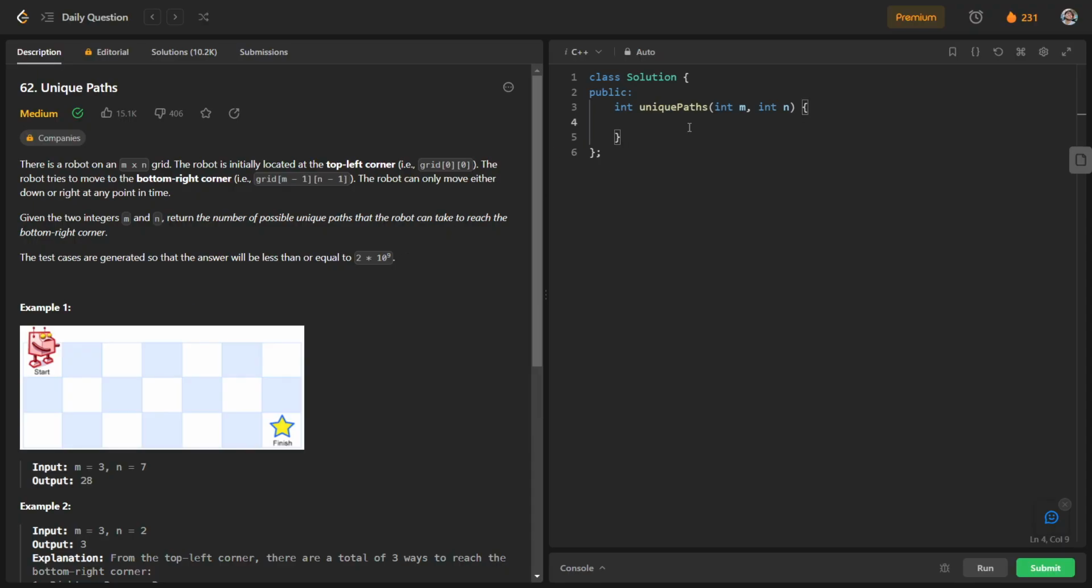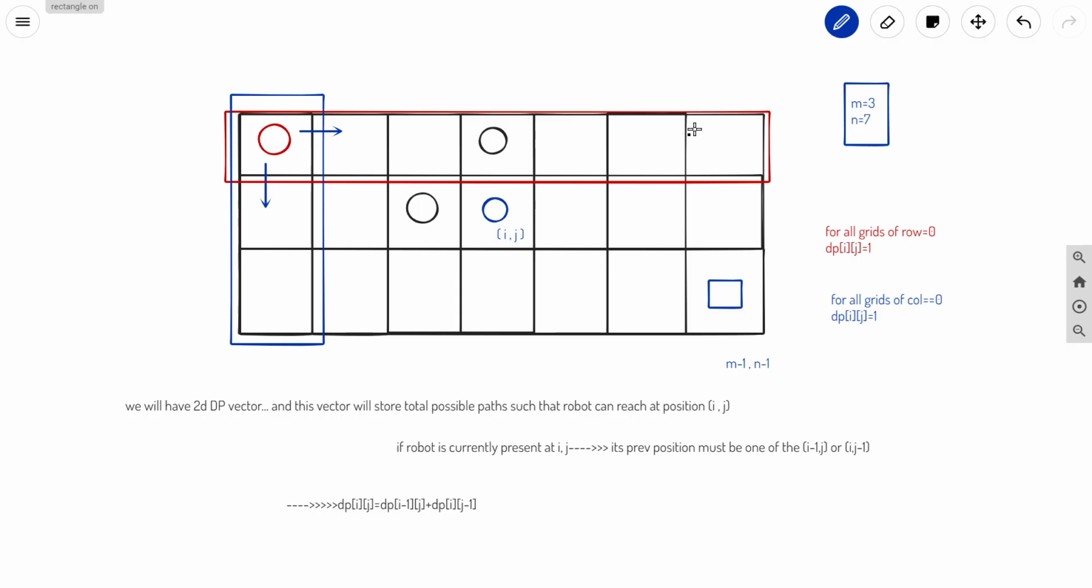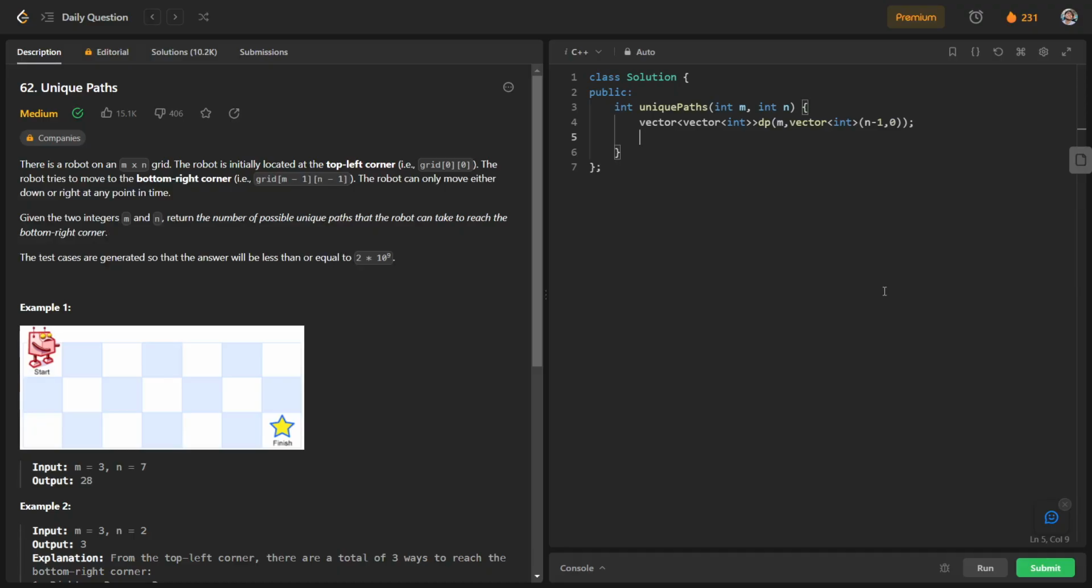So what we will do, we will just have a dp vector here. So vector of vector of int dp, and it will be of size m comma vector of int of n comma 0. Initially all the elements are 0, and as I told you, dp of i comma j is equal to 1 for row equal to 0, and for column equal to 0, dp of i comma j is equal to 1. So that's what we will do.